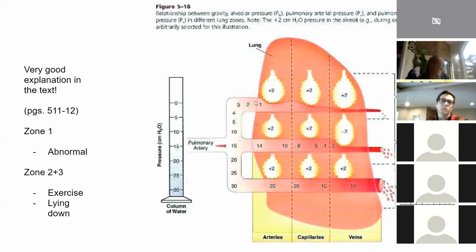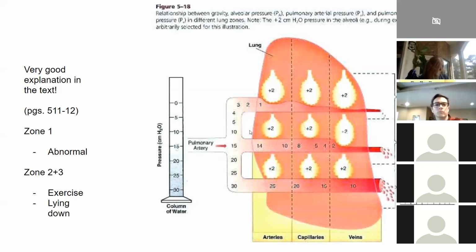When you lie down, no part of the lung is significantly higher than the heart from a blood perspective, and so you convert some of these zone 1s into zone 2s, and zone 3s at the same time into zone 2s. So you sort of equalize or normalize the circulation along the lung.